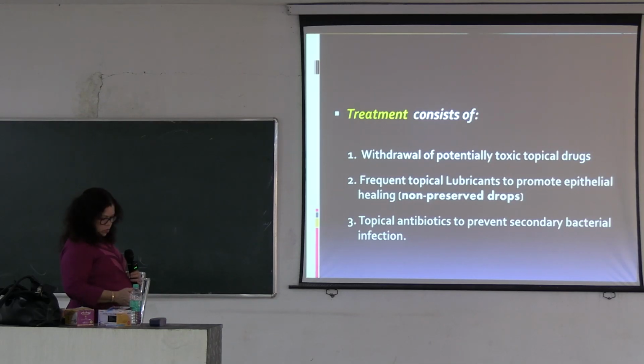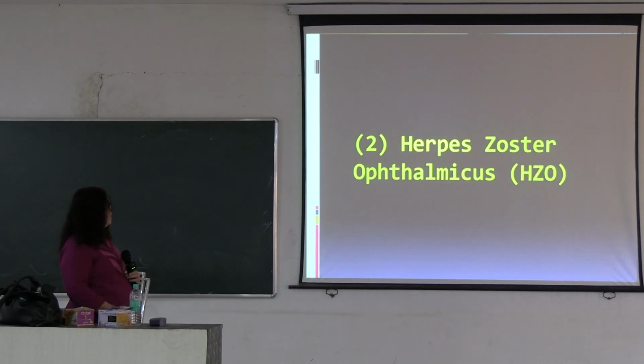Its treatment: what are the causes? If any toxic topical drugs, any kind of topical eye drops that are toxic, are being given, they should be removed. And frequent topical lubricating eye drops are given to remove the pathological debris and preserve the layer of the cornea. And topical antibiotic eye drops are given to prevent secondary bacterial infection, and antiviral drugs are also given.